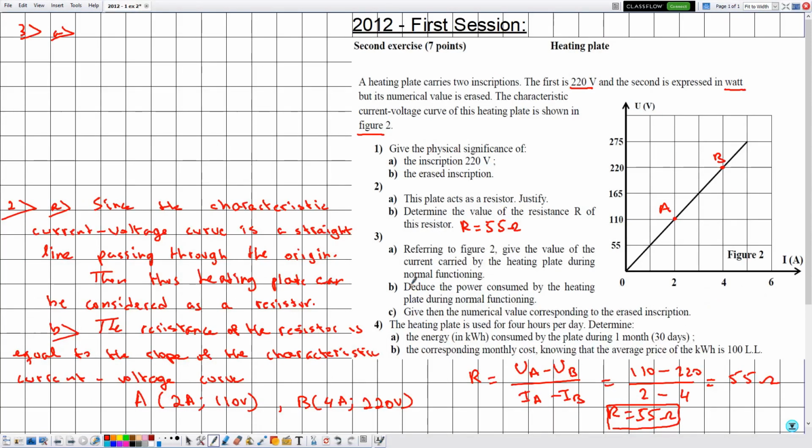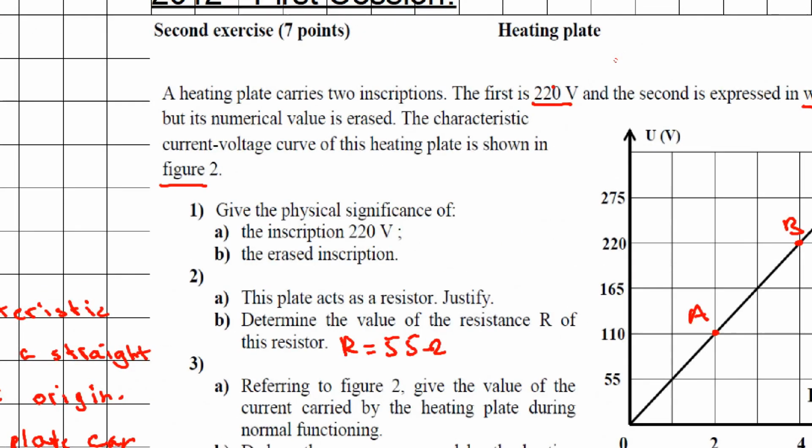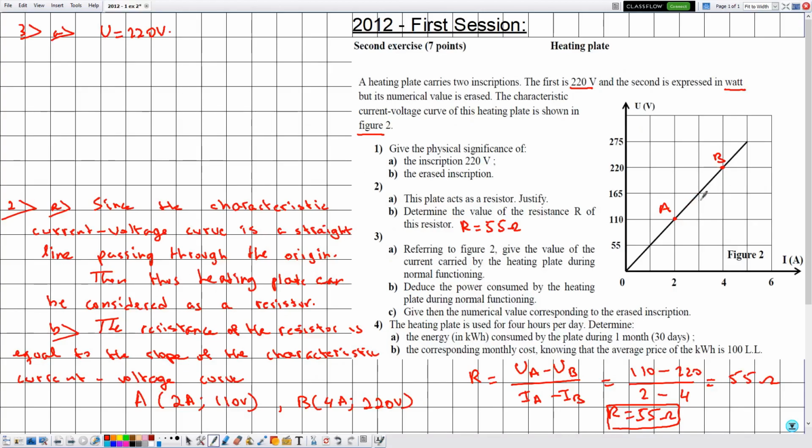But here, because they are telling me under normal functioning, the value of the voltage is given by U is equal to 220 volts, because this inscription represents the rated voltage under which the lamp functions normally. And because we need to use the graph, this curve, in order to determine the value of the electric current, then we must write it graphically.